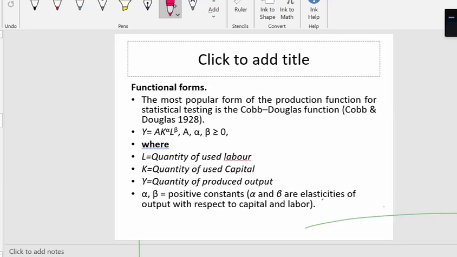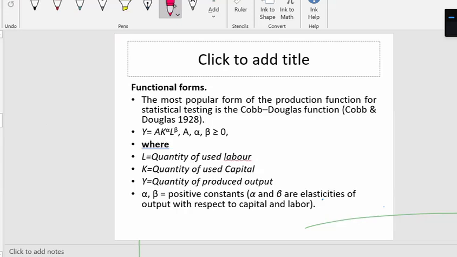So this is L means labor, K means quantity of capital used. Capital may be machinery, plants, or other things. But Y represents the output. And the A, this is what? This is technology. Okay? And the alpha and the beta, this is the elasticity of what?